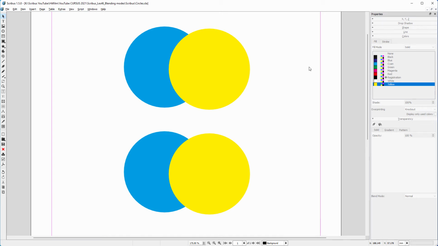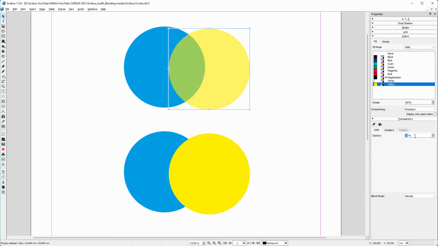In this lecture, we will look at the difference between transparency and blending modes. Blending modes offer you solutions that you cannot get with transparency. Here I have two circles. Let's say, I want to look through the yellow circle and see the blue circle.